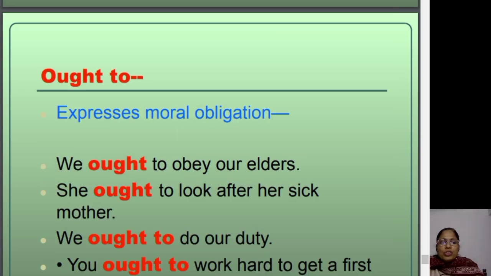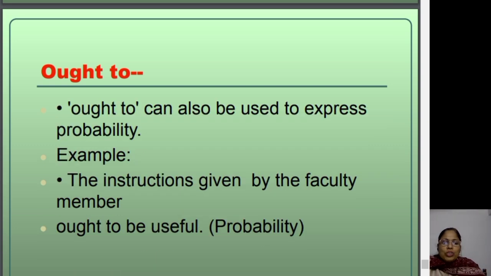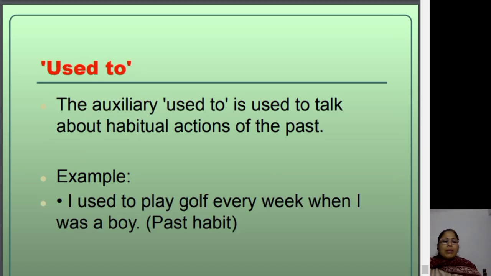The modal ought to expresses a moral obligation, means you are not legally bound by it, but you are bound by your morality or values. We ought to obey our elders. She ought to look after her sick mother. We ought to do our duty. You ought to work hard to get a first class. Ought to can also be used to express probability. For example, the instructions given by the faculty member ought to be useful, expresses probability.